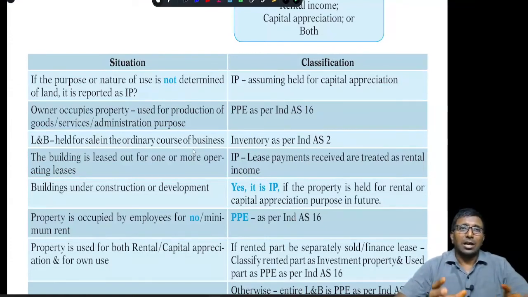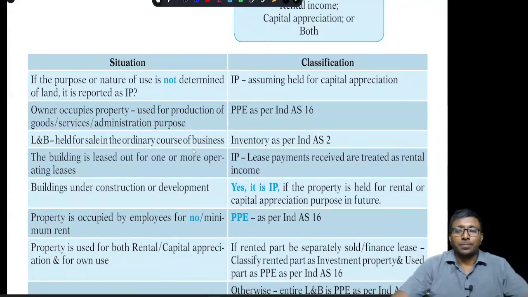Suppose there is a building, such as quarters, which is given to the employees for no rent or minimum rent, then it will be treated as PPE. And if there is a property held for rental purpose and capital appreciation, and partly it is being used by the entity, so within one building all these things are happening, some part is rented out and some part is used by the entity, then you have to ask one question: can the rented part be sold independently? If yes, it can be sold independently, then it is investment property. If no, it cannot be sold independently, then the entire building will be treated as PPE as per Ind AS 16.